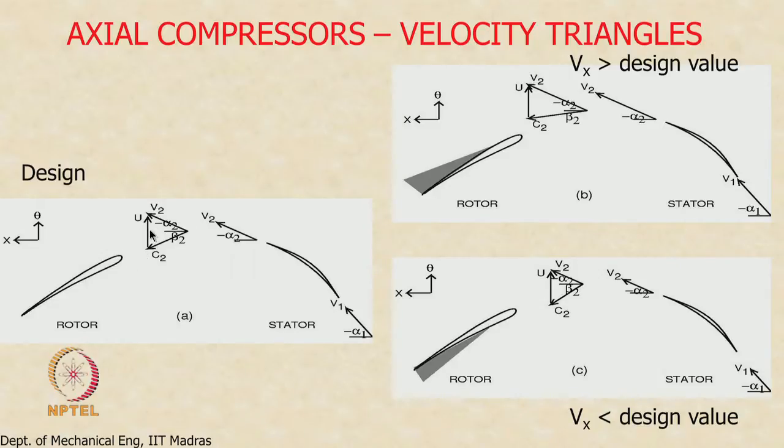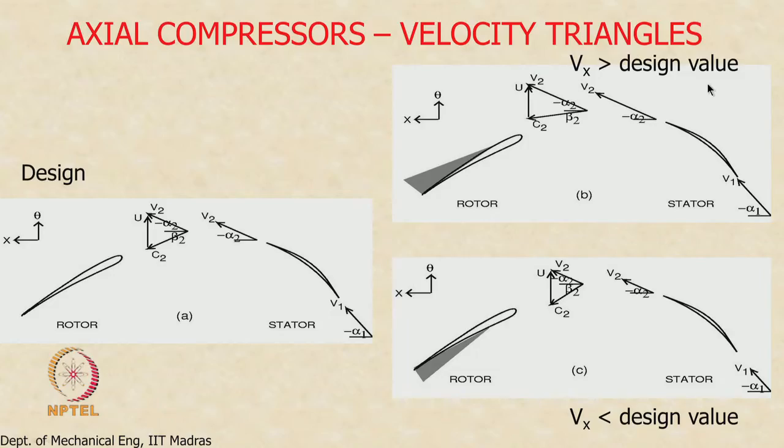Now remember, this is the axial component of velocity, right. The x direction is like this. So the projection of the absolute velocity or even the relative velocity onto the x direction, this is the x component of the velocity. This is the design value. So we are going to look at two situations where the x component is 1) more than the design value and 2) less than the design value.